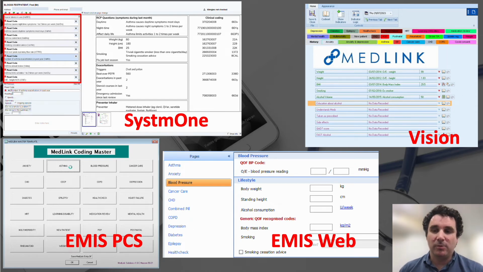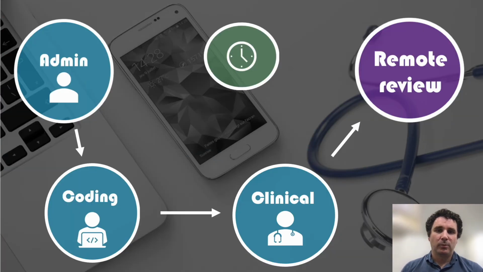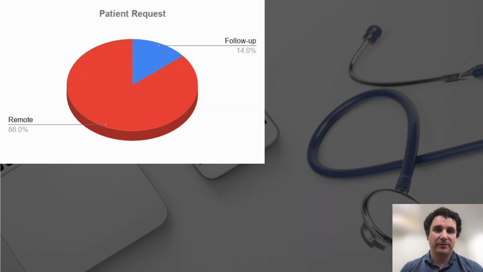MedLink is compatible with all the major clinical systems, and we provide downloadable data entry templates for EMIS Web, PCS, and Vision. For System 1 practices, we provide downloadable scanning rules, which you can then incorporate into your System 1 to automate code entry. Once the codes are entered, the documents are then workflowed through to the most appropriate clinician, and you as a practice decide exactly how those documents are sent through and who receives them.